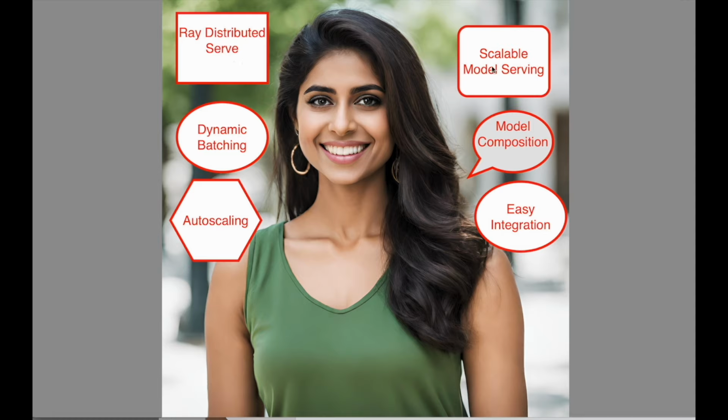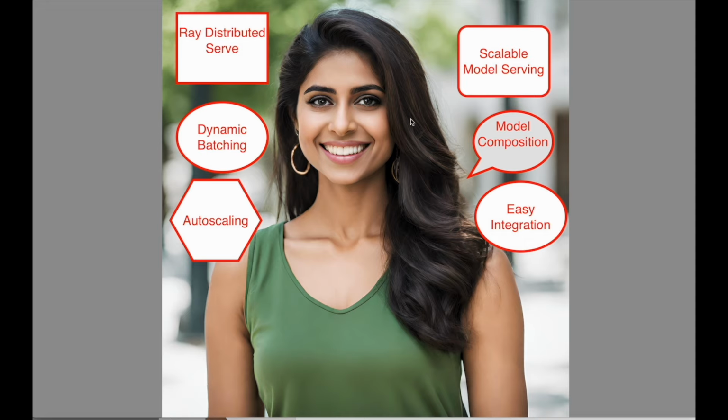Feature 1 is scalable model serving. Ray Serve can scale horizontally, meaning it can distribute the load across multiple machines or instances, making it capable of handling a large number of requests simultaneously. Feature 2 is dynamic batching. Ray Serve can dynamically batch incoming requests to optimize the utilization of resources, improving throughput and reducing latency.